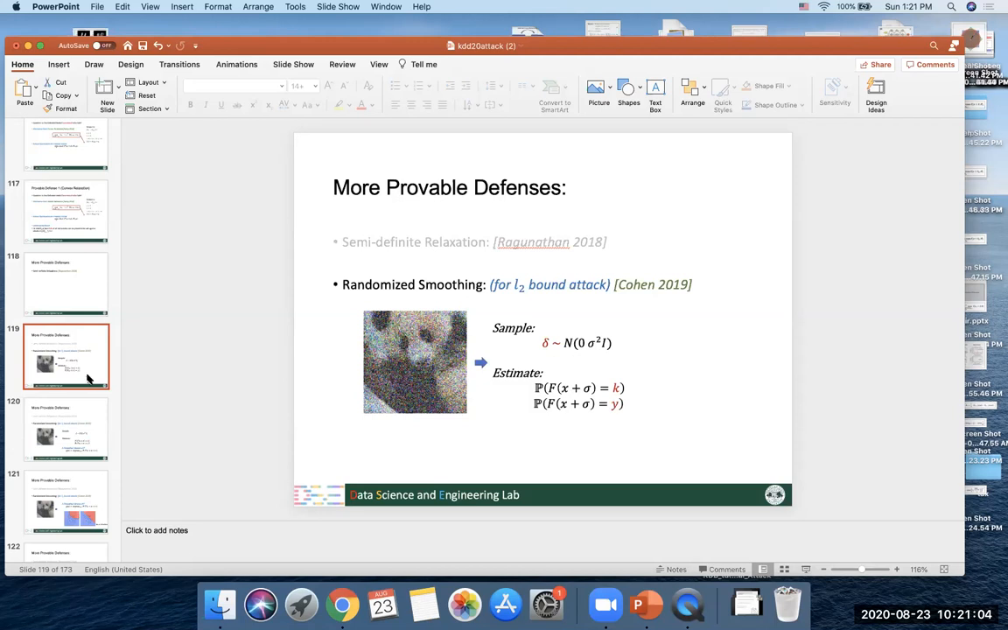Okay, if there are no more questions about the defense methods, you can just introduce some stories about adversarial learning in the graph domain.